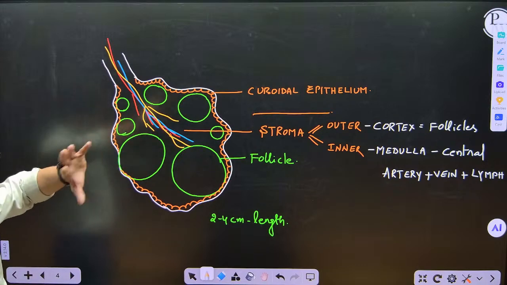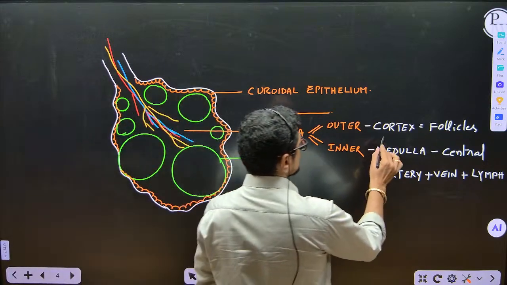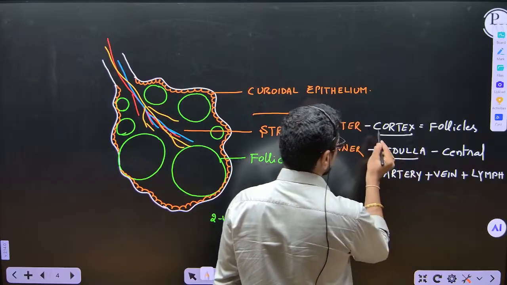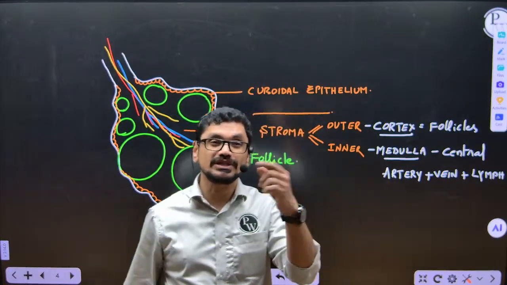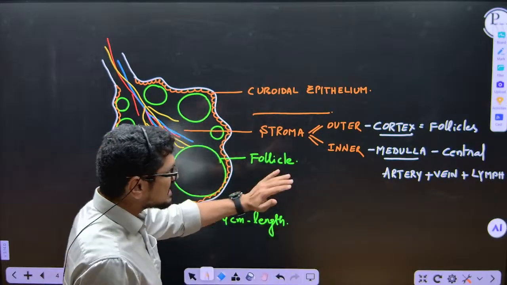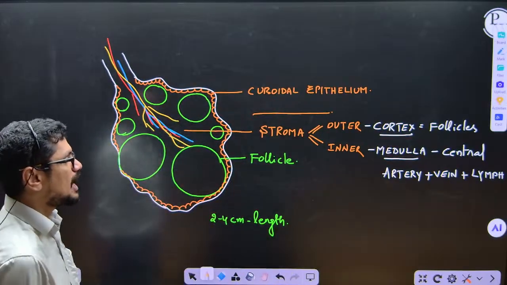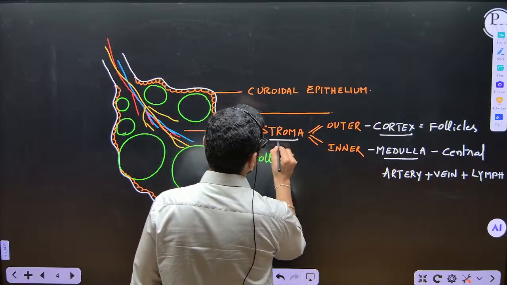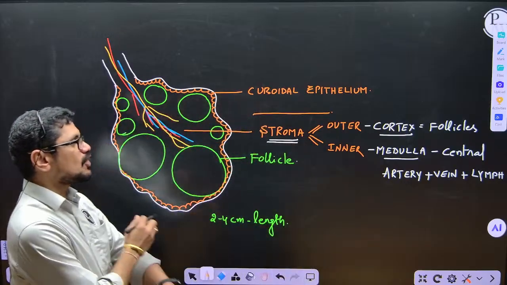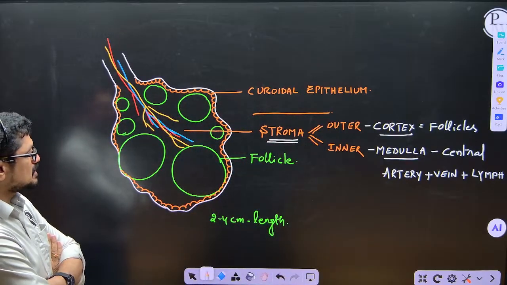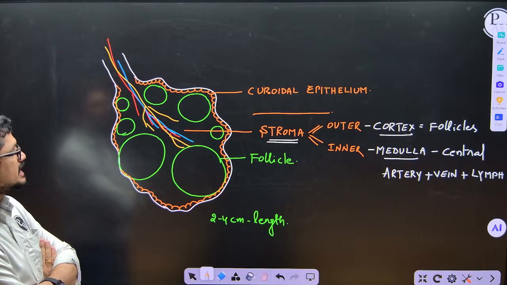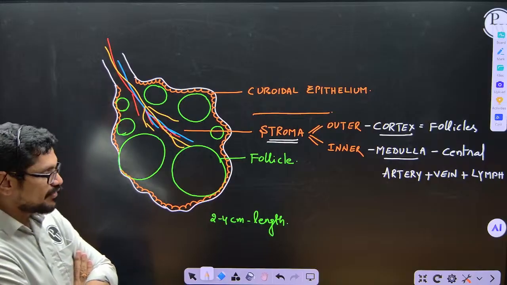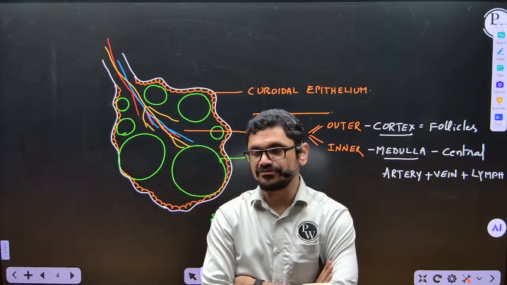So, the previous question once again. Outer cortex, inner medulla. In the examination they reversed it and asked the students to find out the mistake. So the outer one is cortex, the inner one is medulla. Stroma is divided into an outer cortical portion and an inner medullary portion. The outer cortical portion contains the follicles, the inner medullary portion contains so many blood vessels. That is the ovary. Now, please understand carefully.